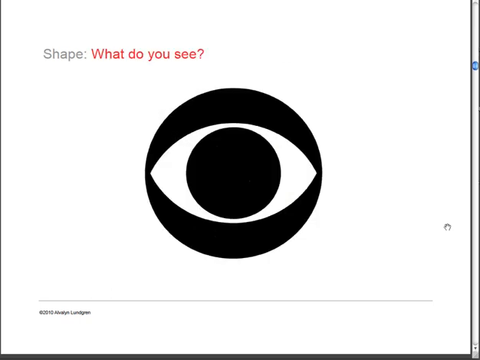So looking at this very well-known icon, what do you see? What kind of shapes are involved in here? Obviously, we've got a geometric circle, and obviously we have another geometric circle. But the white area is a curvilinear shape. It has 2 corner points, but then it has curved edges. So this is made up of geometric and curvilinear shapes.